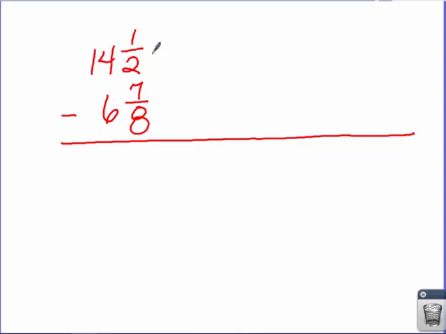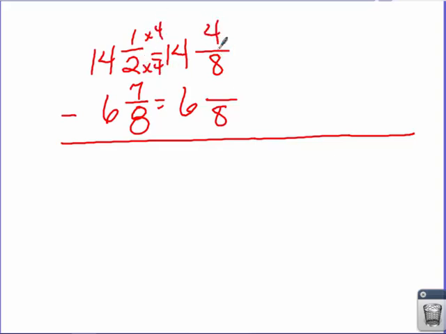So we start with our common denominator. We've got an 8 and a 2, so our common denominator is 8. Now this one multiplied by 4, we end up with 14 and 4/8. This one I leave alone and we get 7/8. Now what we have here is a subtraction problem, and I have 4 take away 7. We can't do that, so you have to borrow. So you're going to come to the 14 and borrow from the 14, and it will become a 13.